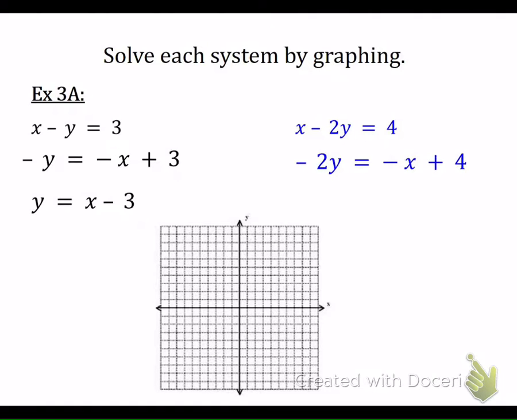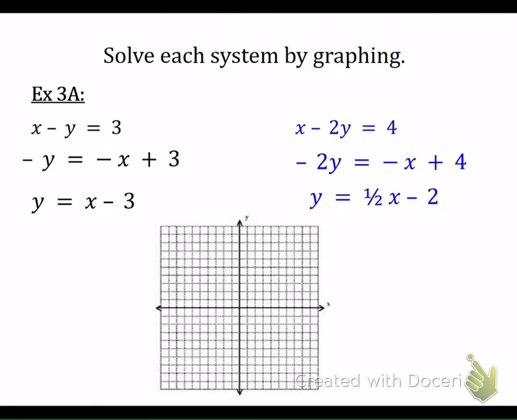Oh, hold on. I'm getting ahead of myself. Let's get the other one in y equals, and then we'll graph them together. All right, so I'm going to subtract x from both sides. Then what? Divide everything by -2. This is like a -1 divided by a -2, which is a +1/2. This is a +4 divided by a -2, which is -2.